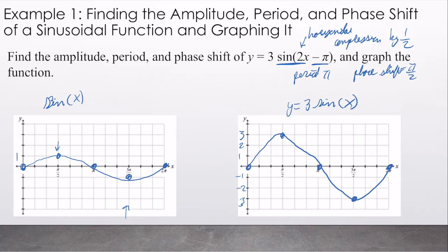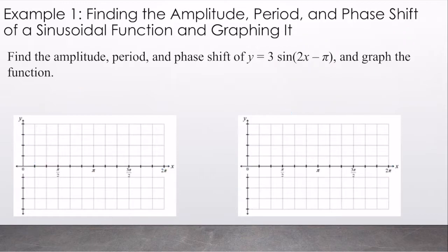Next, on the next slide, we're going to do our horizontal compression. That's going to change our period from that of the standard sine function. It normally has a period of 2 pi. Now we're going to be smushing our period by 1/2. So now I have y equals 3 sine of 2x. So instead of everything happening over a period of 2 pi, now we're squished down to a period of pi. Sine of 2 pi before was 0, now the period is pi.